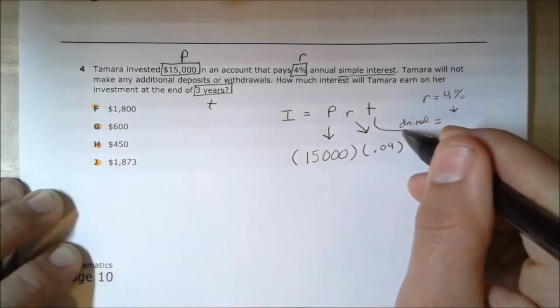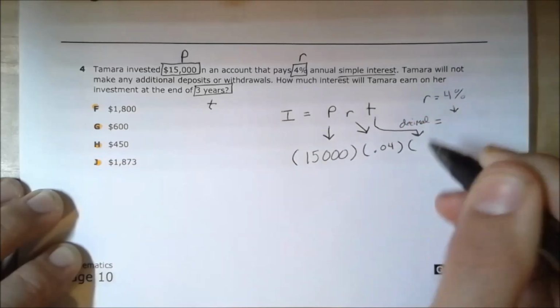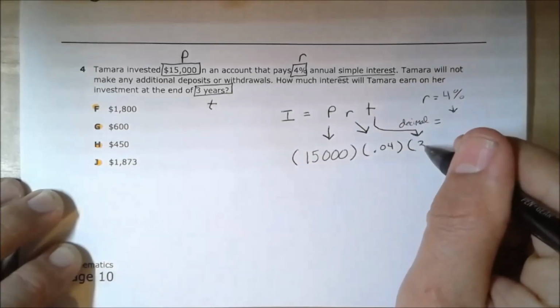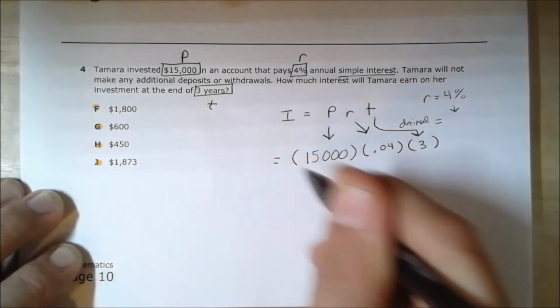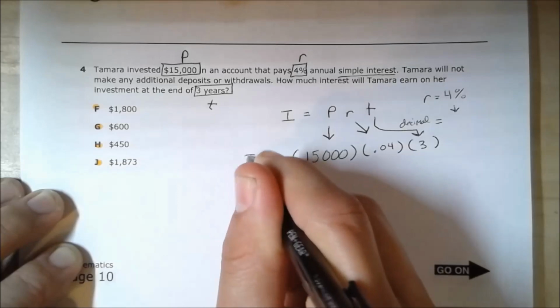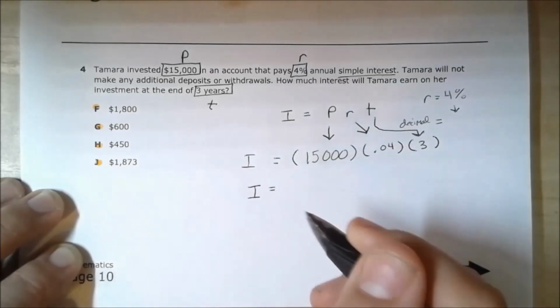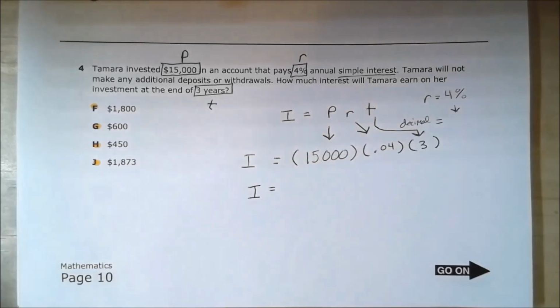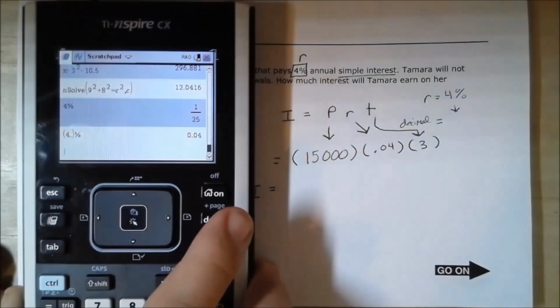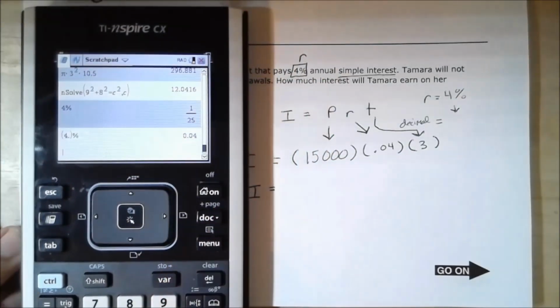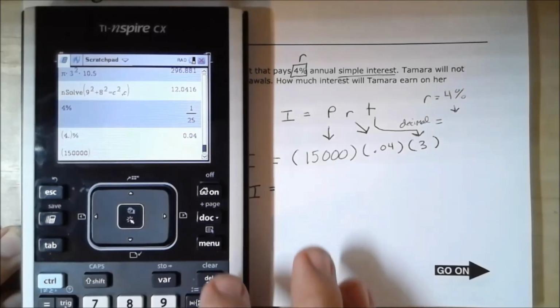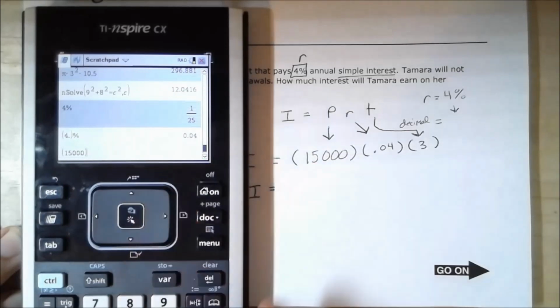And now we just have our T to deal with, which is our time. And that was 3 years. So I have this all together, and my I is equal to these 3 numbers multiplied. And that's going to tell me my answer. So let's go ahead and put that into our calculator. So we have 15,000. Notice I'm going to go ahead and use the parentheses. I personally like using parentheses. It keeps everything nice and neat and organized.